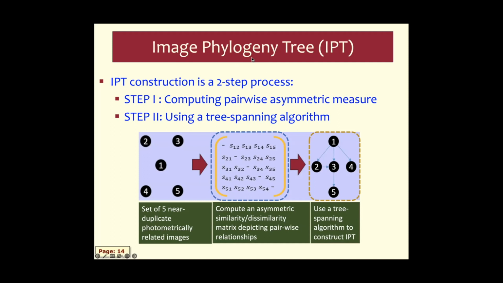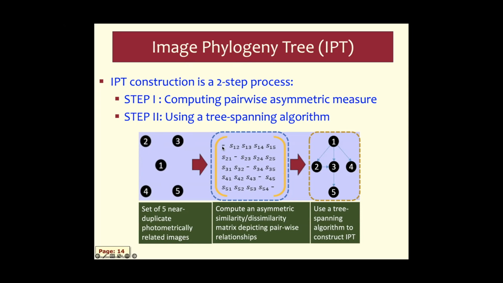So to construct an image phylogeny tree, if you recall, that was the tree-like structure I showed in a previous slide, we have a two-step process. We call this IPT, which stands for image phylogeny tree. This is a two-step process. Given 5 images, for example, the first step would involve creating a 5x5 matrix, which actually tells us the relationship through a single value between pairs of images.